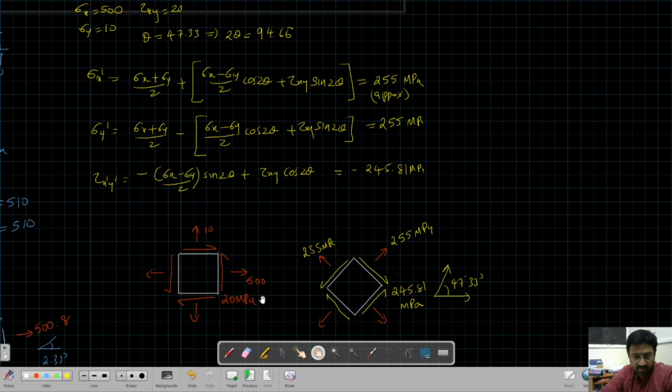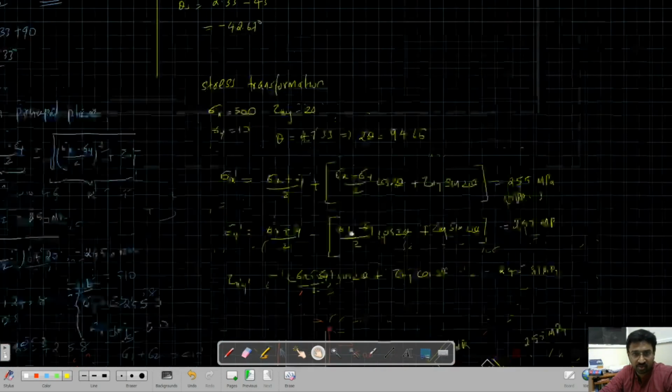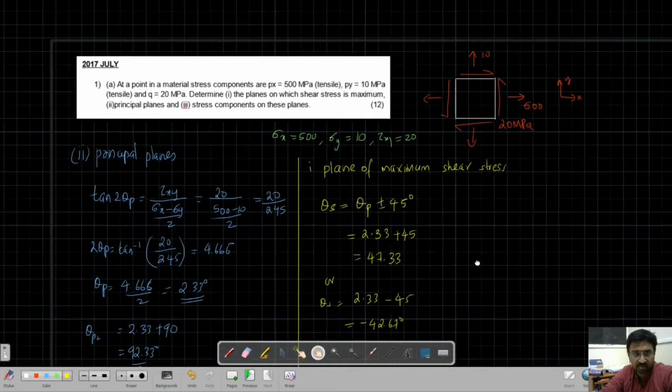This orientation is not required to draw, but if you can draw it, well and good. Okay, so I hope this is clear. This is how you solve this kind of problem. It was asked for 14 marks in 2017.